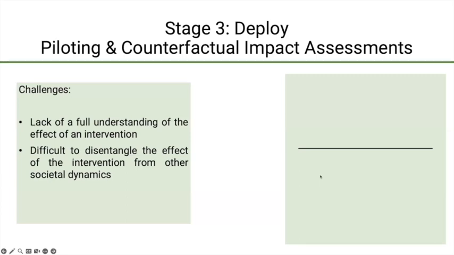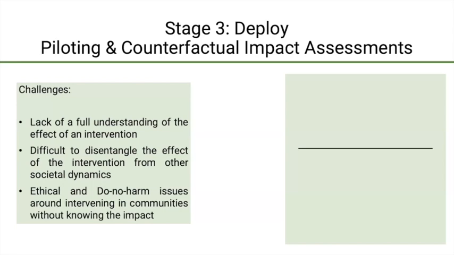Another big challenge is the difficulty of disentangling the effects that we hope to get from the intervention from other societal dynamics that we know are happening. So it may well be the case that a strategy, a policy, a program, an intervention that has been designed will have an effect, but that we still are not quite sure if the society or the community would have resolved the problem by itself anyway. So that's one of the challenges that come into play when we're poised to deploy these interventions.